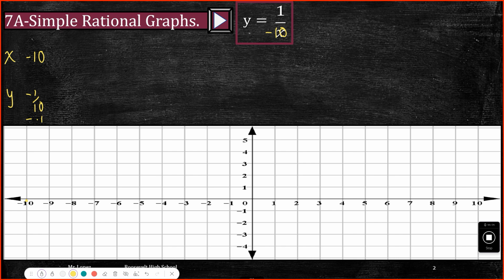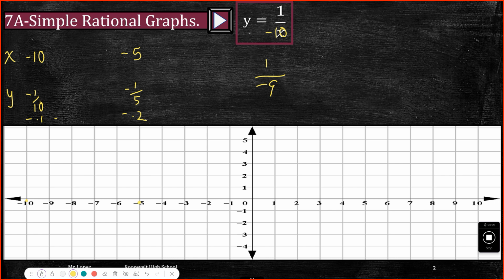So I could, if I wanted to, plug in negative 9, and you're going to get negative point what? What's 1 over negative 9? Well, I didn't pass out the calculators, but it will give you some other number. So let's not do that. Let's do negative 5. That's easier. So if x is negative 5, then we're going to get negative 1 over 5, which is going to be negative 0.2. And negative 0.2 would be a little bit more down compared to the other one, so it'll be right there.